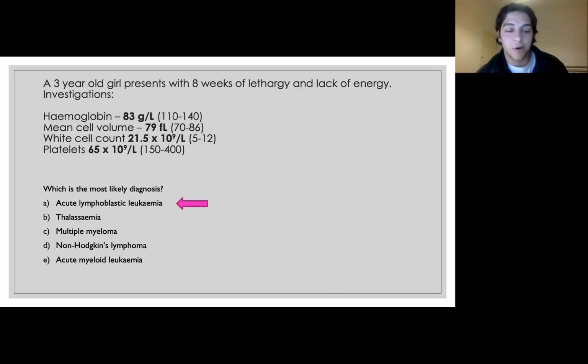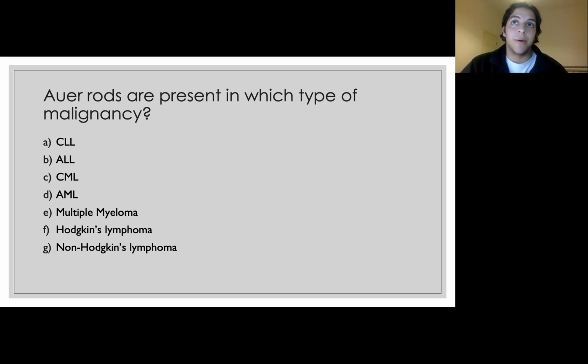Really, of those options, the only 2 which it could be are ALL or AML, but given the patient's age, ALL is far more likely. Okay, brilliant. Question number 2. So Auer rods are present in which type of malignancy?